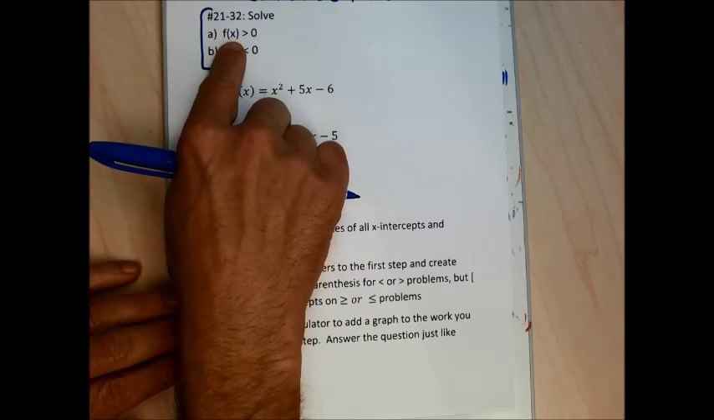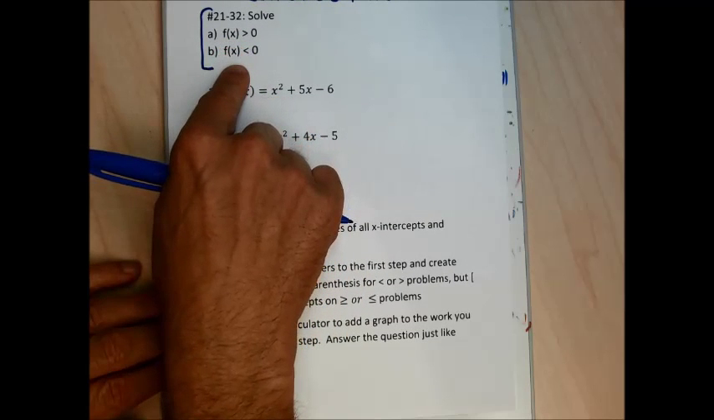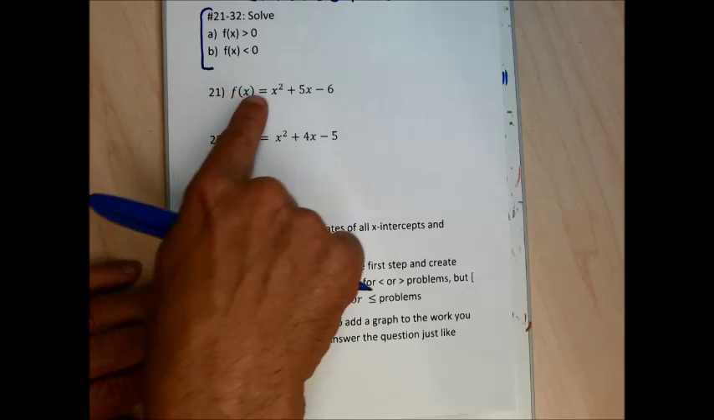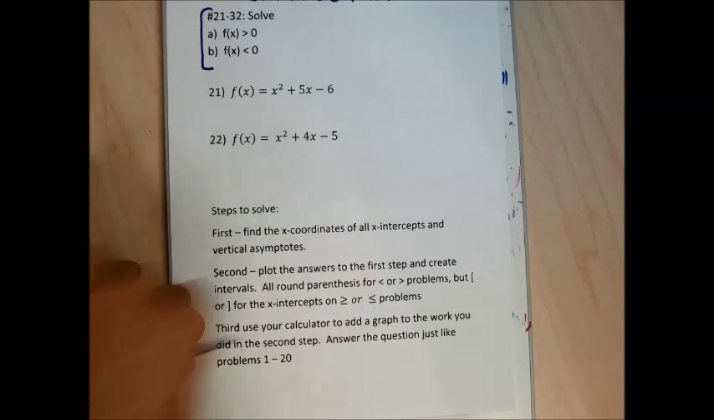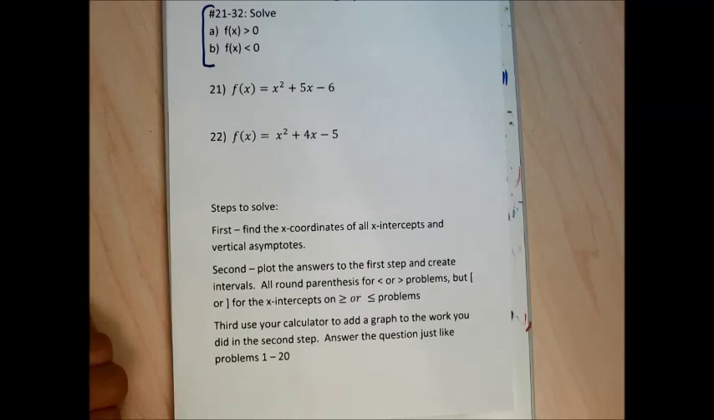It says find where f of x is bigger than 0 and where f of x is less than 0. But instead of giving us a graph, they give us a function. And all we're going to do is sketch a graph of that function. We're going to mark the x-intercepts on the x-axis. We're going to mark the x-coordinates of any vertical asymptotes on the x-axis. And then we're going to answer the questions exactly the same way.